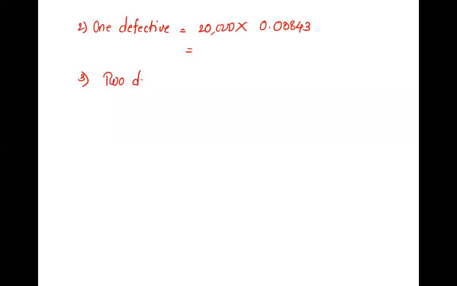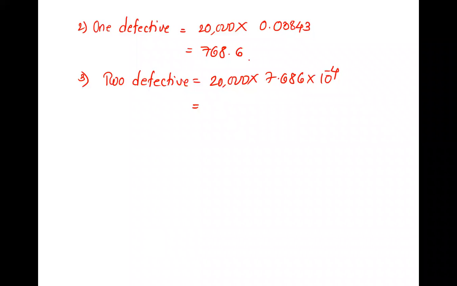Two defectives also will be needed. So N into 7.686 into 10 raised to minus 4. What is the second, one defective? 768.6. Right, 768.6, but as it is frequency, it cannot be in points, so it is equal to 769, we can say.